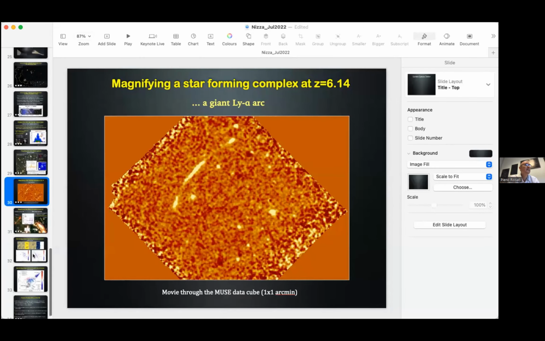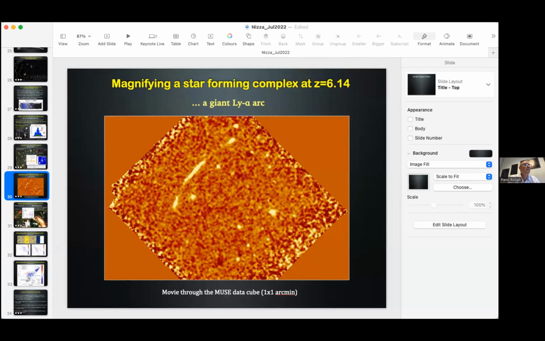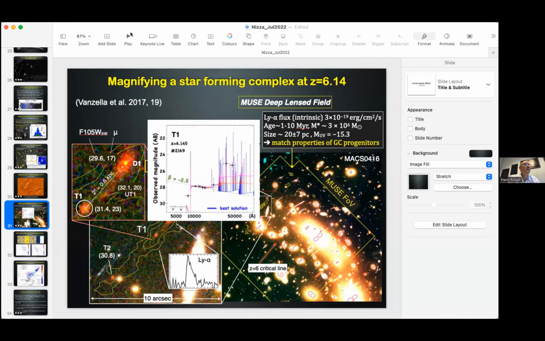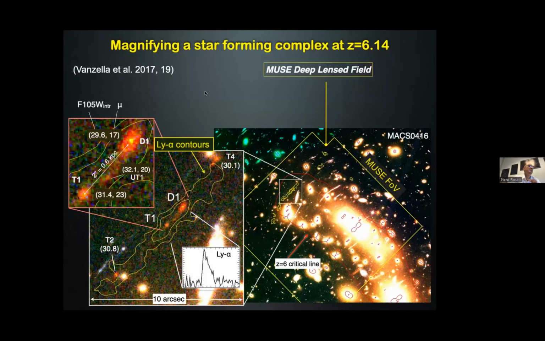I just wanted to prepare a few more slides. This work has been led by Eros Vanzella in our group, and this is an example of objects which are magnified, these red ones, at redshift 6. And here you can see the intrinsic recovered magnitude. We're talking about 31, 32 magnitude. We have single star-forming clumps with an intrinsic magnitude of 33 or even 34.